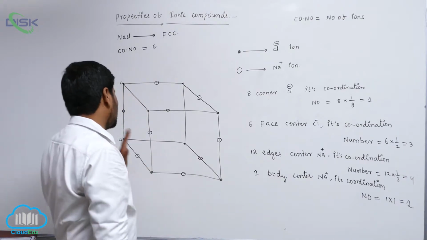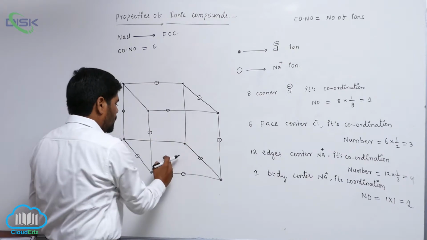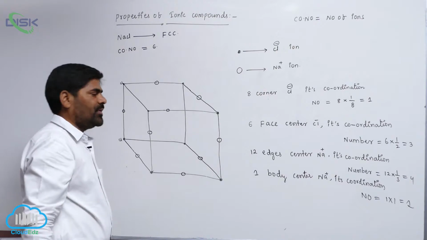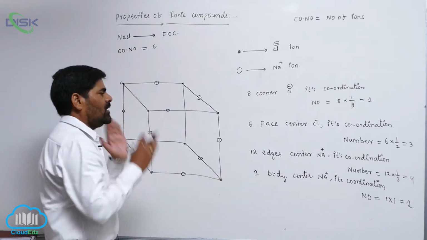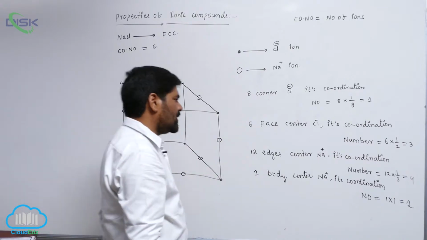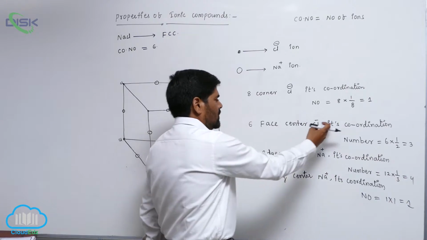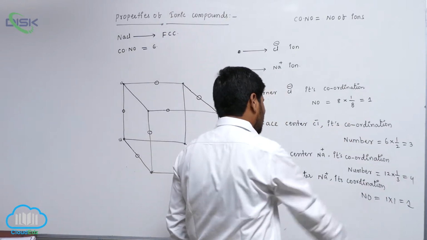How many faces? 6 faces. This is one face, second face, third face, fourth face, fifth face, and this is the sixth face. So total how many faces? 6 faces, and each face center is shared. So its contribution equals 6 into 1 by 2, that is 3.